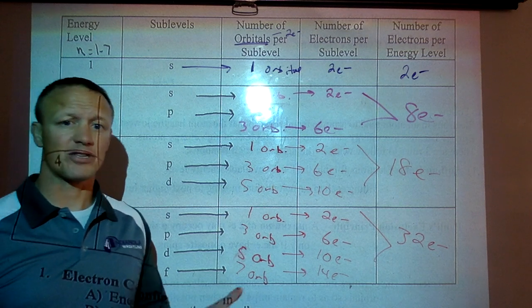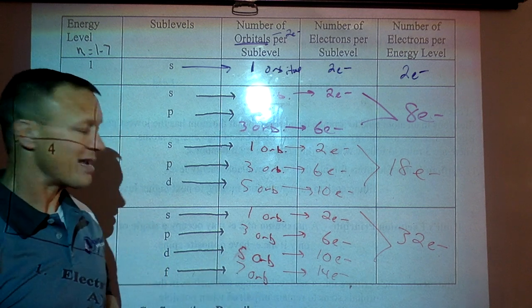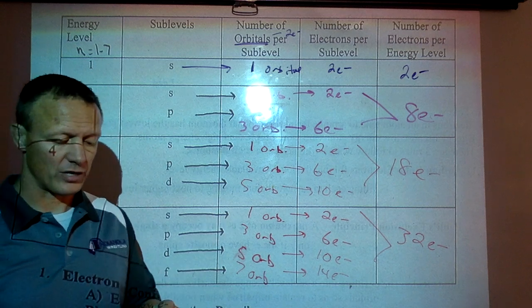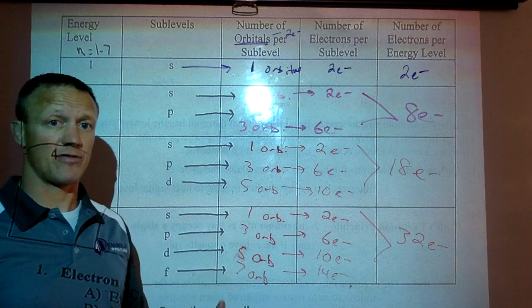The fifth energy level, sixth energy level, and seventh energy level we'll get to later, but they all have essentially S, P, D, and F sublevels. For right now, we'll worry about the first 4 energy levels. So again, every energy level gets bigger. Every energy level gains a sublevel.